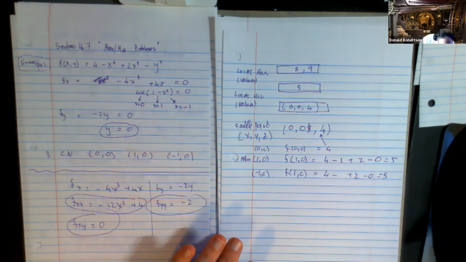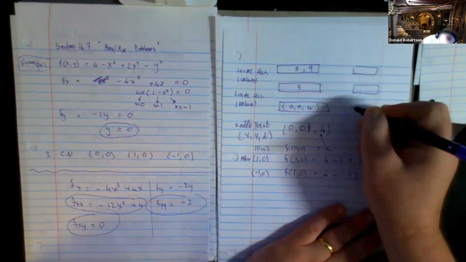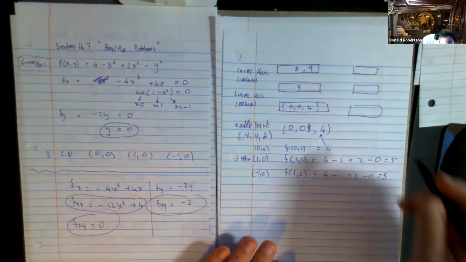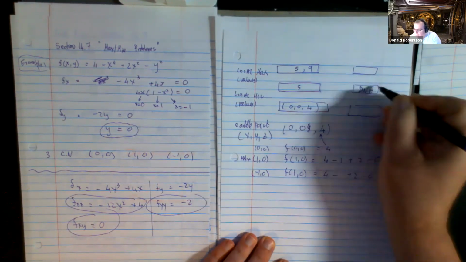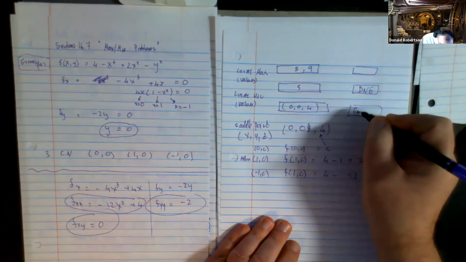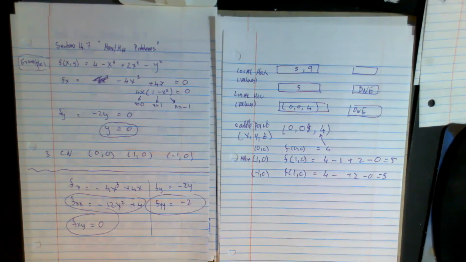Now, I'm just scrolling through. Can you imagine there might be a situation where one or more of these things don't exist? There isn't any local max. They want you to type in DNE. So if there isn't a local max and there isn't a saddle point, you fill the box in with DNE. You don't leave it blank, you fill it in with DNE. So that's what they want.